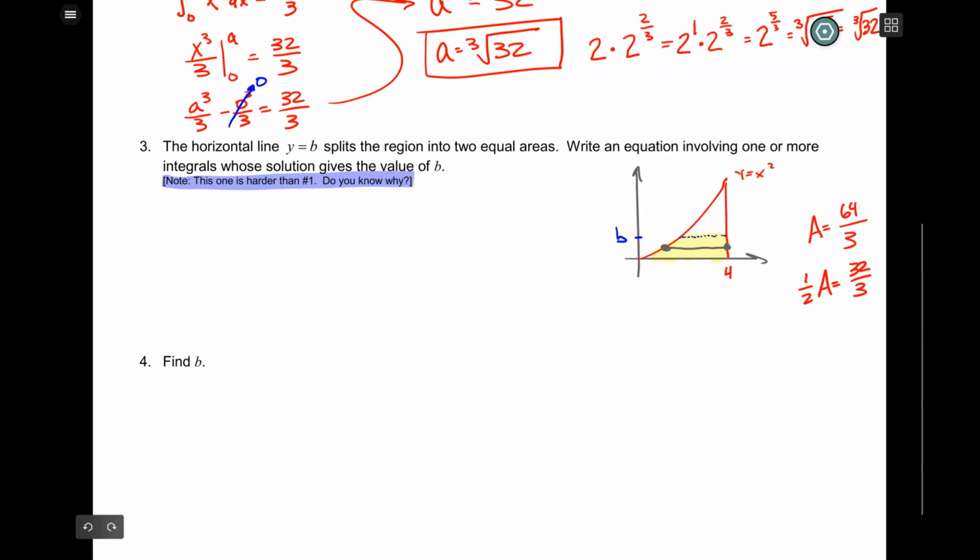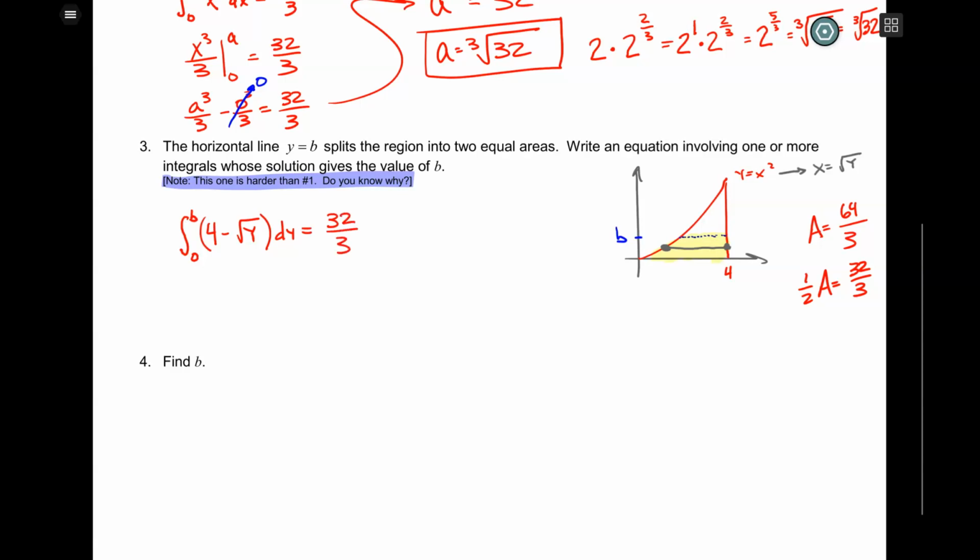Okay, and I'm going to have to do right minus left there. So that means I need that y equals x squared. I need to transform that into x equals some function of y, and that's going to be the square root of y. Okay, so let's take a look here. I'm going to do the definite integral from 0 to b of, right minus left, 4 minus root y, that's my integrand, dy, and that has to equal half of the area, 32 over 3.